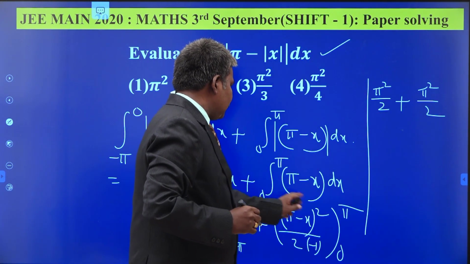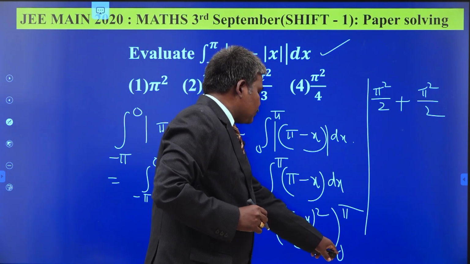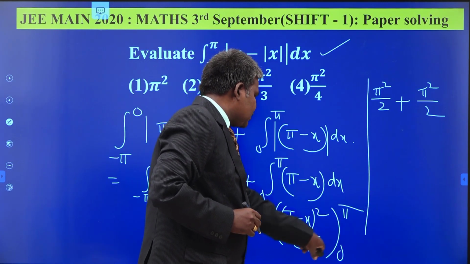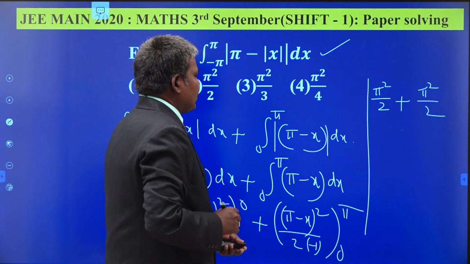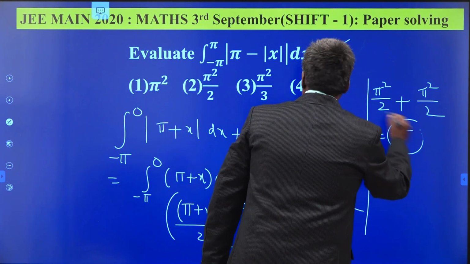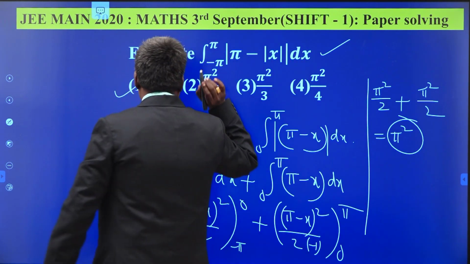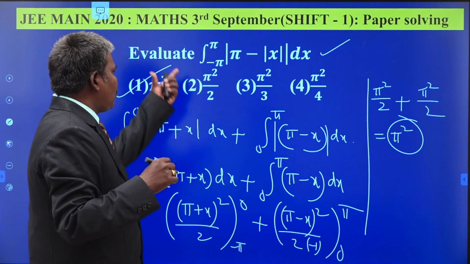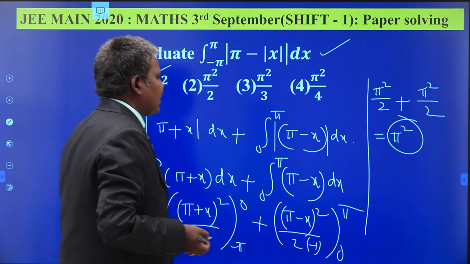So, you know, first term is 0. When you substitute the lower limit, minus will be there. That minus into this minus is plus. So, pi square by 2 plus pi square by 2. This is nothing but pi square. The answer is pi square. So, once you know the modulus of x definition, you can easily crack this one.